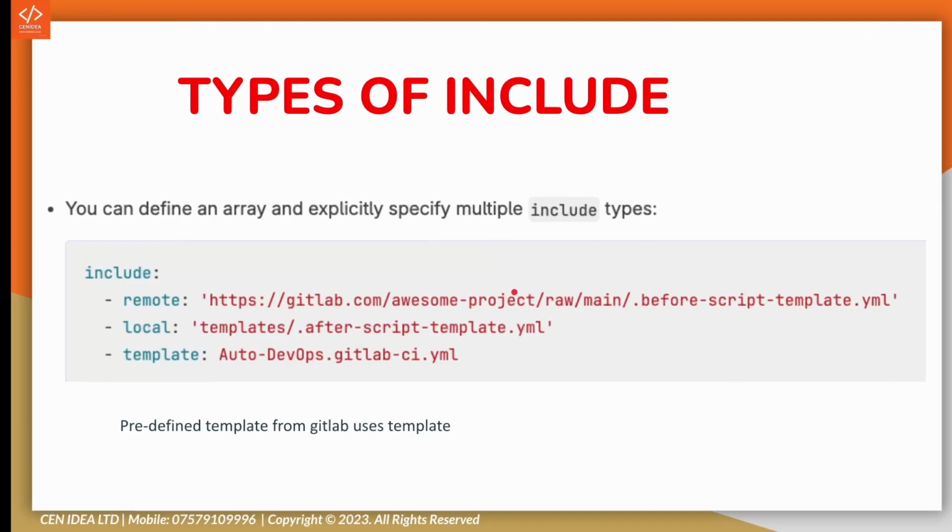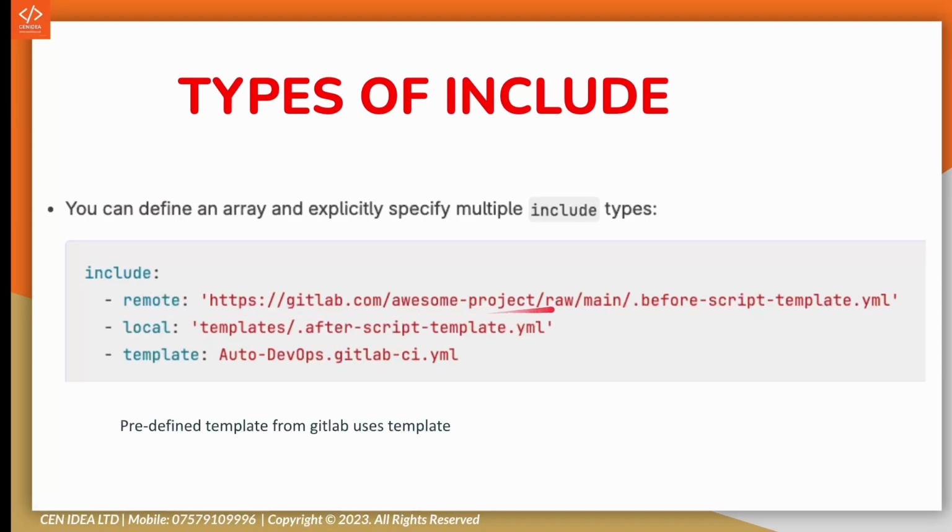In fact, before we see example 2, let's see the different kinds of include you can use. I've just shown you an example using the local one, but here are the three that GitLab has created that you can use. The first one is remote.